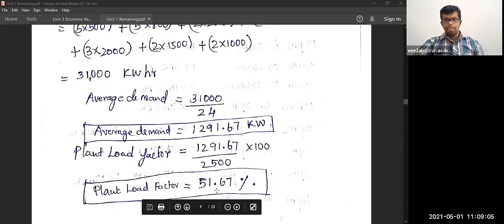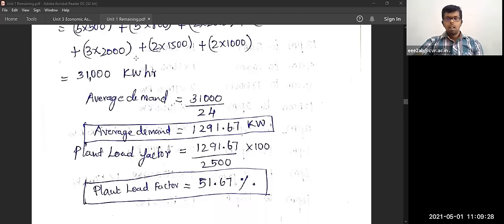So 51.67 percentage. Okay. So plant load factor should not be in decimals. It should be in percentage, so we are multiplying with the 100. So this is for calculating the plant load factor. Next, so this problem is completed.